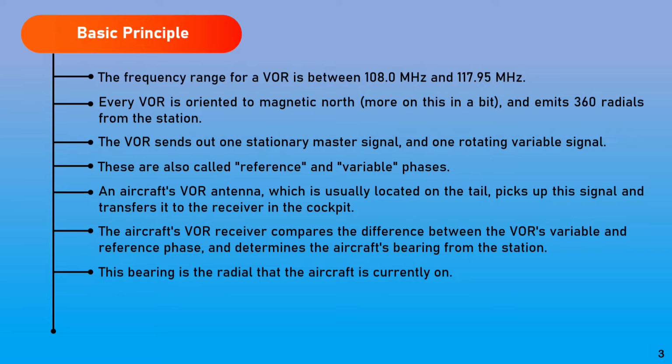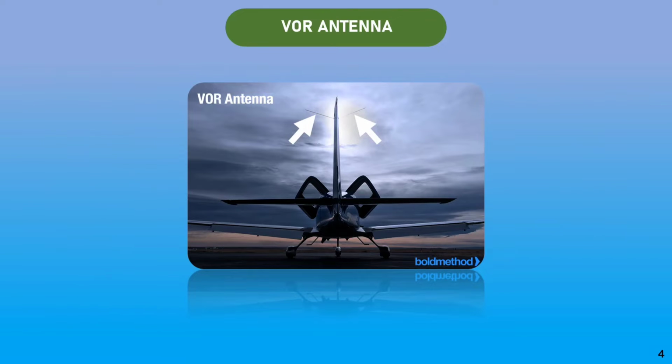An aircraft's VOR antenna, which is usually located on the tail, picks up the signal and transfers it to the receiver in the cockpit. The aircraft's VOR receiver compares the difference between the VOR variable and reference phase and determines the aircraft's bearing from the station. This bearing is the radial that the aircraft is currently on. Have a look at the picture of the VOR antenna. It is located on the tail of the aircraft.